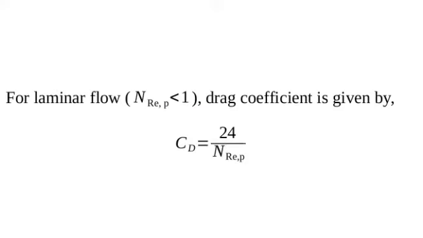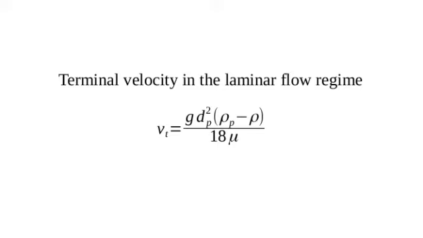Theory. We already know that there are three regions of flow. The first flow is laminar flow when the particle Reynolds number is less than 1. In this flow condition, the drag coefficient is given by CD is equal to 24 divided by the particle Reynolds number. If the flow is laminar, the terminal velocity will be calculated by the formula shown in the figure, where Vt is the terminal velocity, dP is the particle diameter, rho p is the density of the particle, and rho is the density of the medium in which the particle is settling, and mu is the viscosity of the medium.